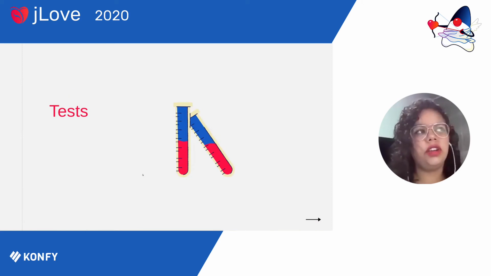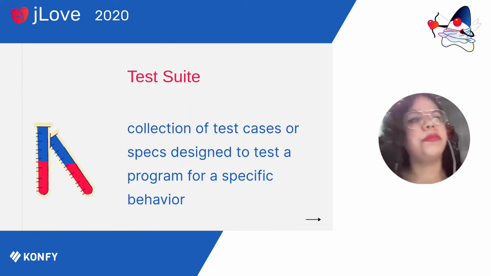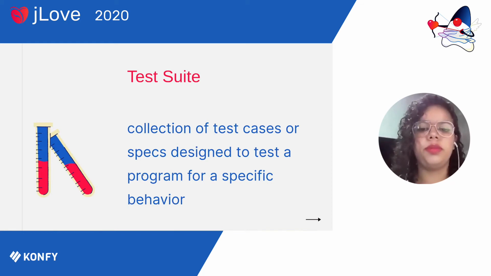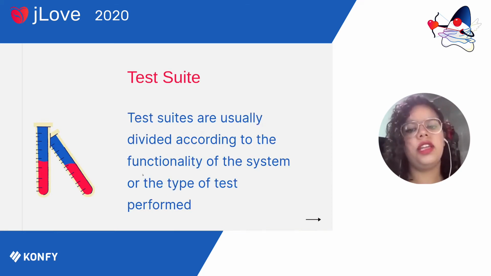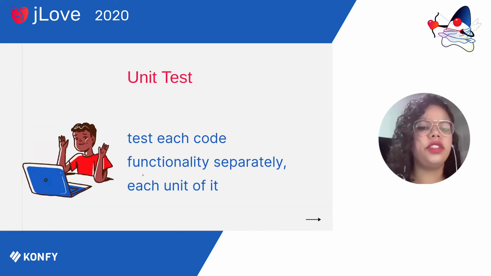On testing, I'm going to focus mainly on unit testing and JUnit, but we have many types of tests. First of all, let's present some concepts. A test suite is a collection of test cases or specs designed to test a program for a specific behavior. Test suites are usually divided according to the functionality of the system or the type of test performed. A test case shows the path taken by a module, use case, or functionality within the project. Unit test: you need to test each code functionality separately, each unit of it.